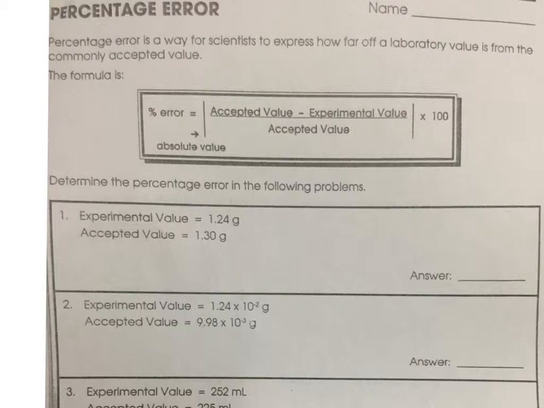Now, another name for percent error is percent yield. Let's unplug. Okay. So percent error, percent yield, it's going to be the same thing.